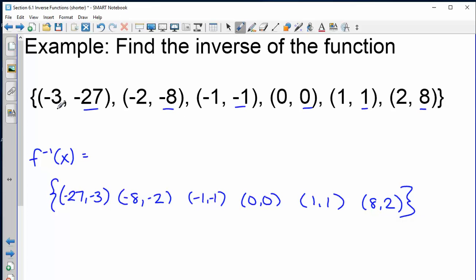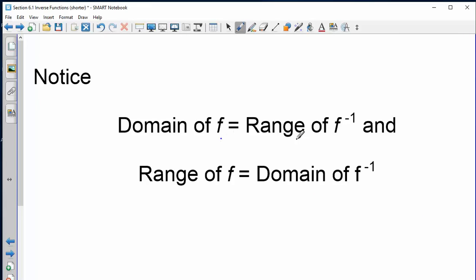So what's happening is the domain in the original, the x's in the original become what in the inverse? The y's, they become the range. So the domain of the original is the range in your inverse. The range in the original becomes the domain in your inverse because we just flip the roles of those x's and y's.